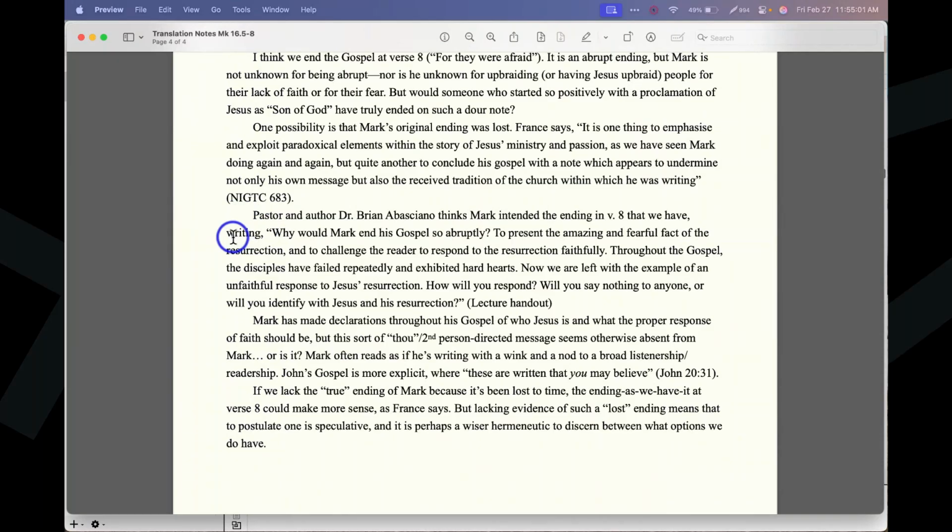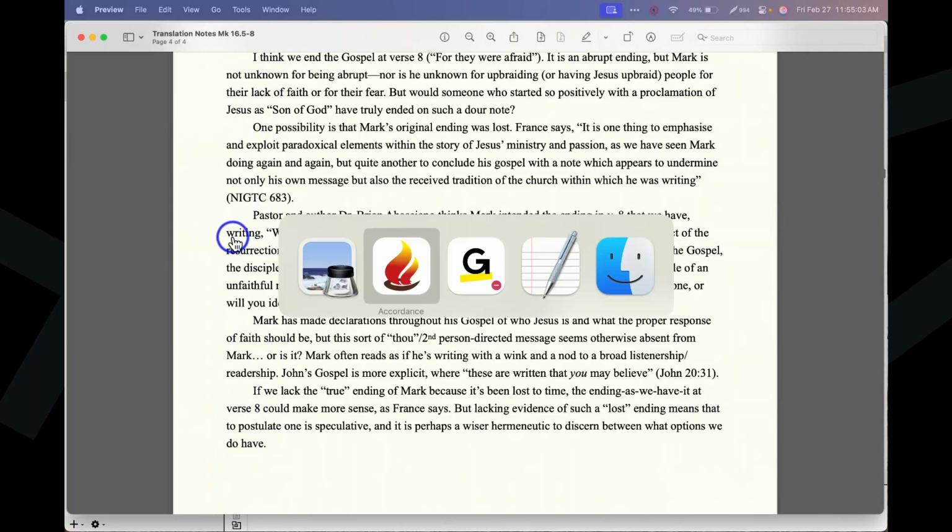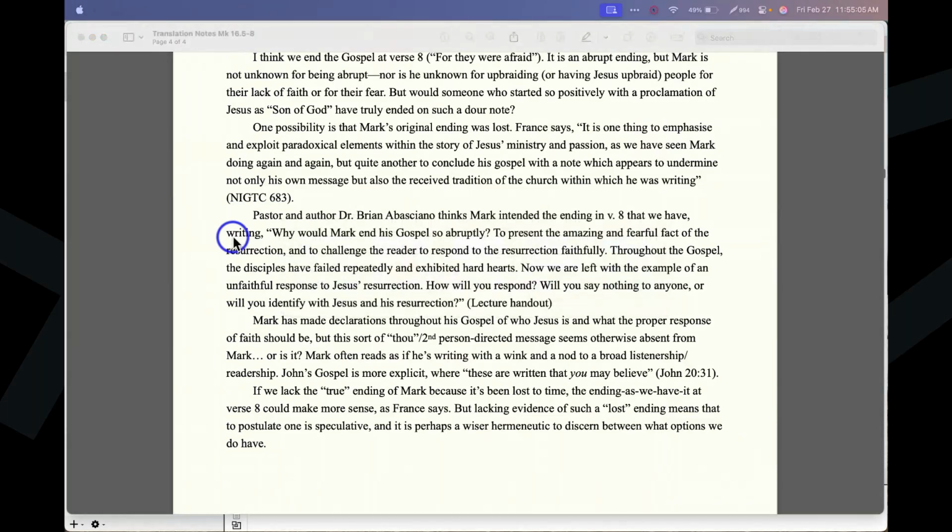If this is the ending, so let's say, for example, you just decide based on manuscripts. Let's say you're just going to do external evidence, and you conclude, through text criticism and consulting Metzger and Comfort and all the others, maybe you conclude that it looks like the best manuscripts say the ending really should be "they were afraid." If that's what you conclude, the question is why. Dr. Abasciano says it is to present the amazing and fearful fact of the resurrection and to challenge the reader to respond to the resurrection faithfully.